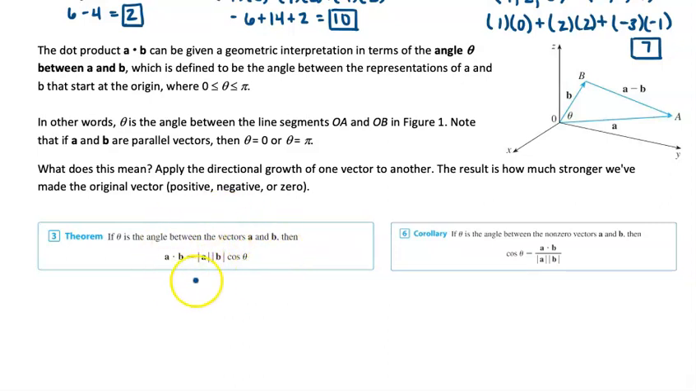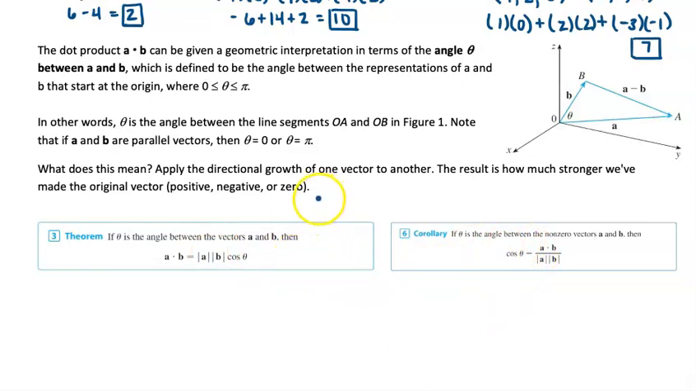Now, what does this really mean? This is a great formula, but what this does is it applies the directional growth of one vector to another. It's saying if I take this vector B and I use the dot product to multiply it by vector A, what does that do to vector B? How much stronger are we making this vector by multiplying it by A? Now, with this formula, we can rearrange it to get the cosine of this angle theta if we're given the dot product but don't have this angle and we're looking for this angle. So we can just rearrange these formulas.